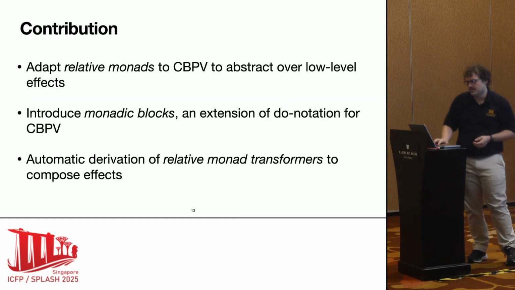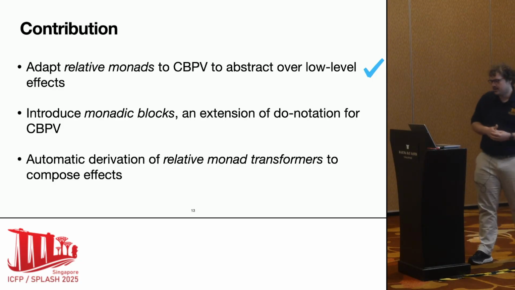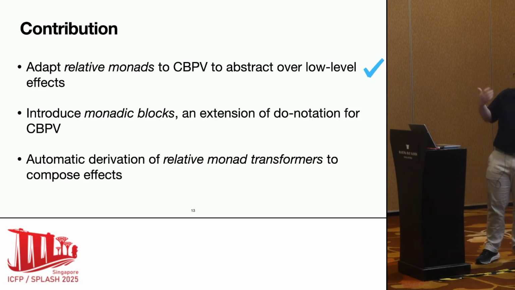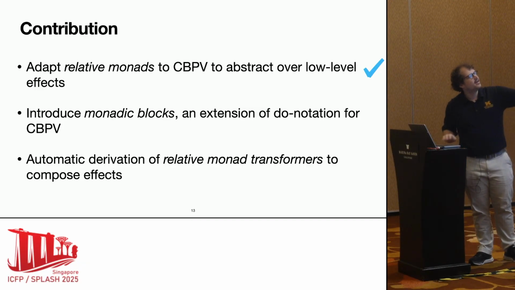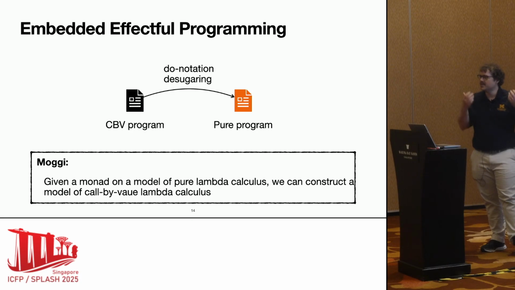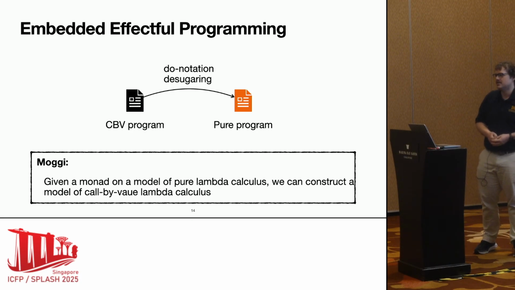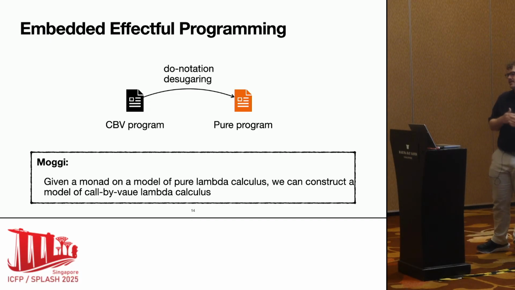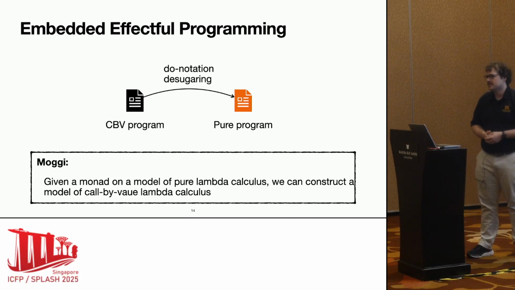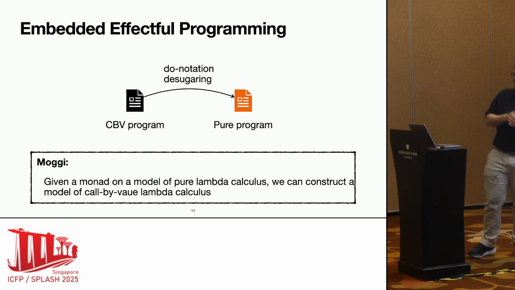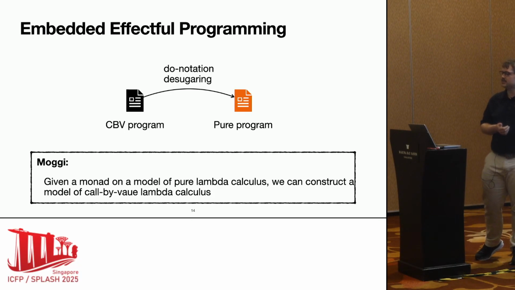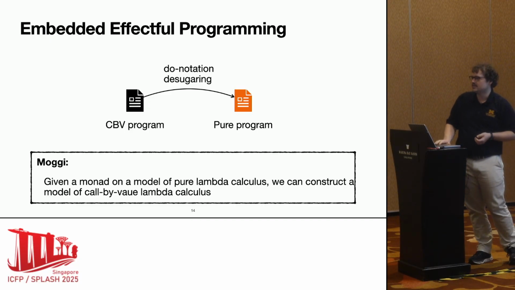Okay, so that's relative monad. So what then did we do with it? So the most familiar thing to do with monads is we get a nice embedded programming language, which is the do notation. Okay, so in a high-level language, and this goes back to the very original paper from Eugenio Moggi on monads. He proved a theorem which said, if I have a monad on a model of pure lambda calculus, I get a model of call by value lambda calculus. And that corresponds to a syntactic translation, which is I can embed a call by value programming language, I can translate it into a pure programming language if I have a monad. And this is really just desugaring the do notation.